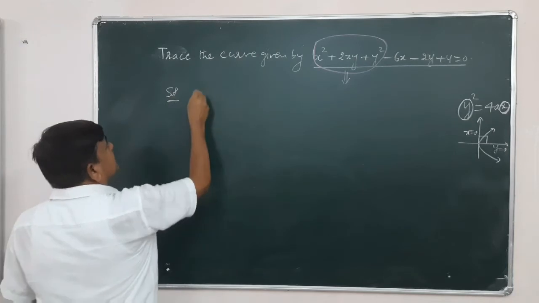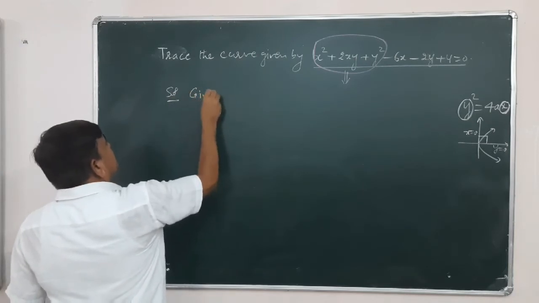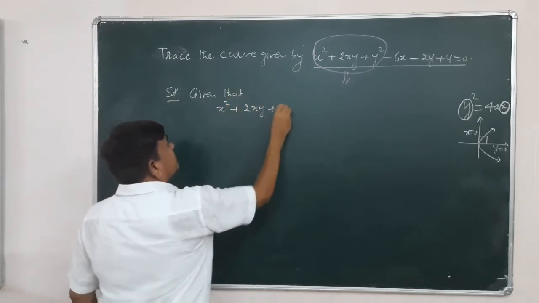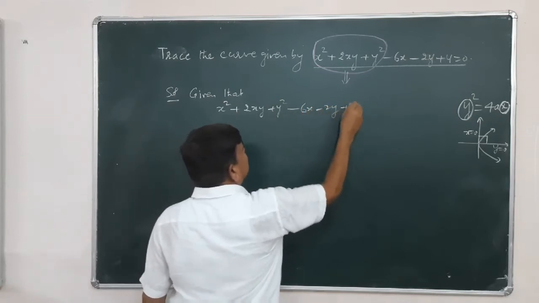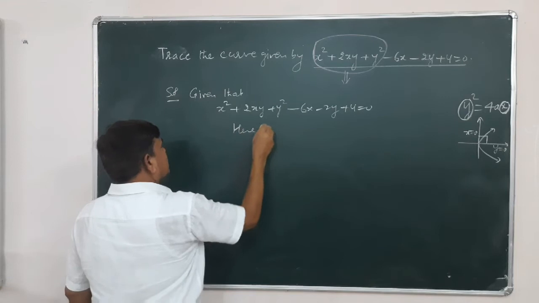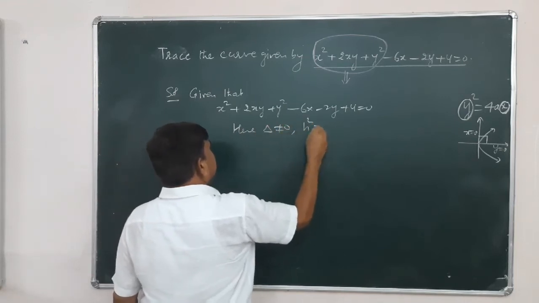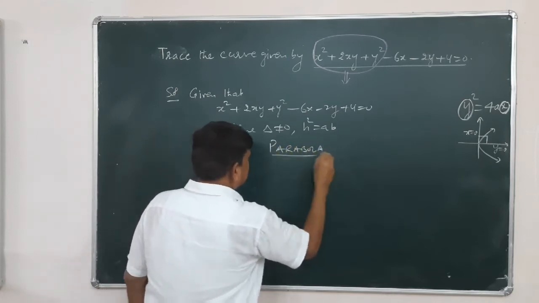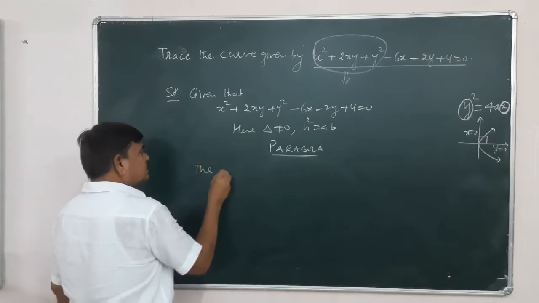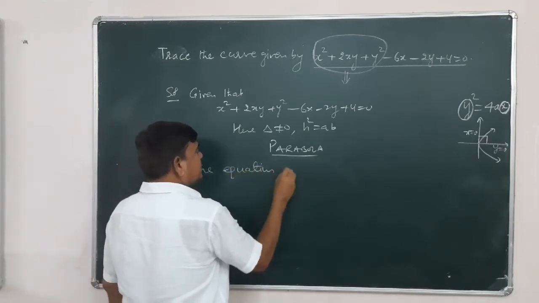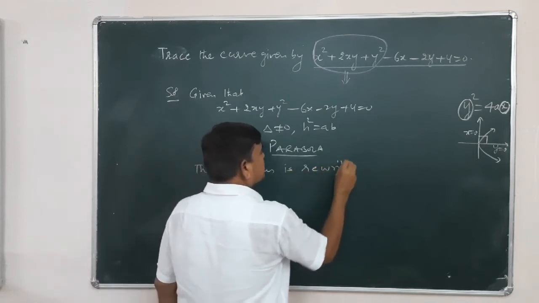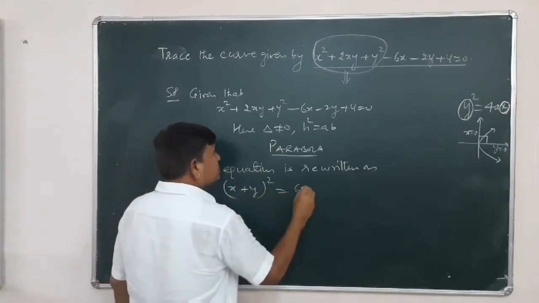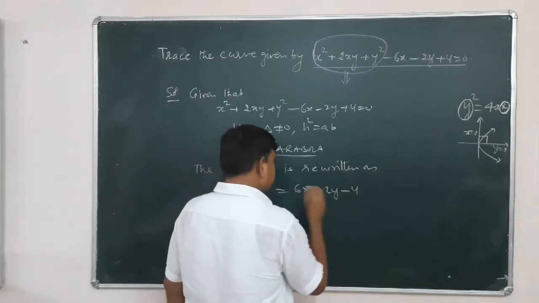Right here, given that x² plus 2xy plus y² minus 6x minus 2y plus 4 equals 0. The delta is not equal to 0, h² equals ab. So the given curve is parabola. Confirmed. The equation is rewritten as x plus y whole square equals 6x plus 2y minus 4.